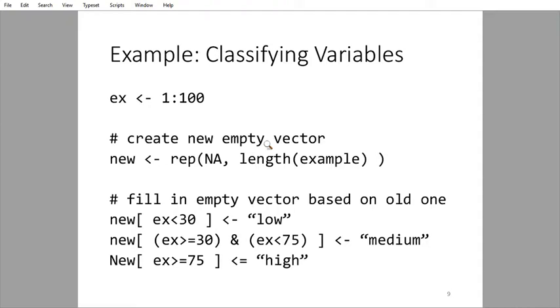You can also write a complex Boolean statement. Here I'm saying, take new, look up the positions where EX is greater than or equal to 30 and EX is less than 75. Again, this inner statement is just producing true-false values that then feed into the indexing system. I'm going to assign these values to medium, and then, this should be lowercase new, I'm going to assign the remaining values, or here I'm manually specifying greater than or equal to 75, to high.